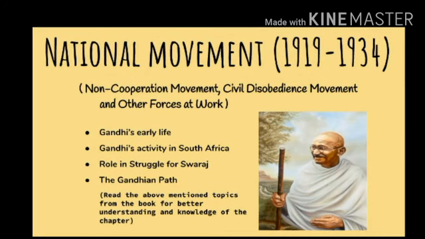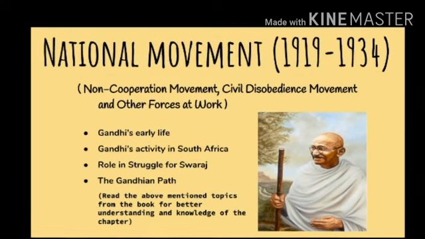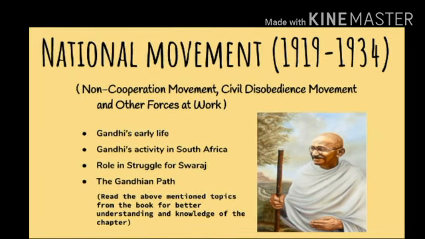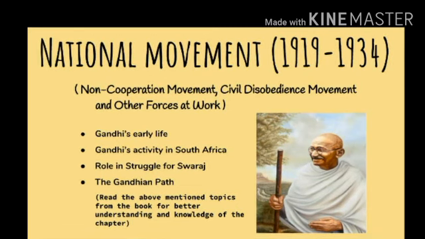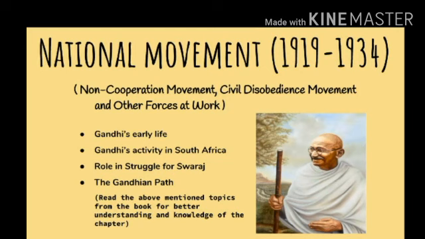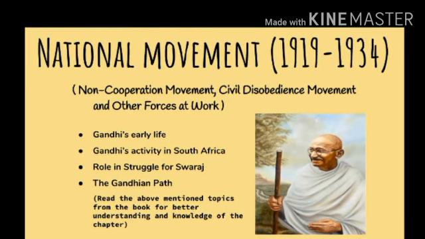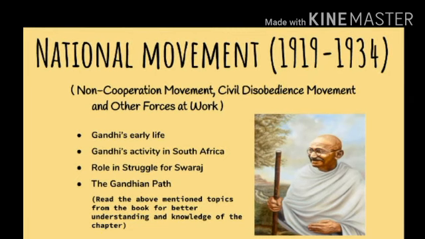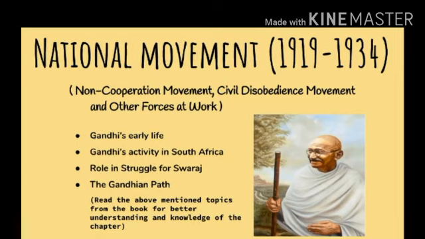The period from 1919 to 1947 is known as the era of Gandhi or Gandhian era because of Gandhi's marvelous work in the political field, and he assumed the leadership of Indian National Congress. Let's begin with the lesson The National Movement 1919 to 1934. Under this, we will study about the non-cooperation movement and civil disobedience movement.